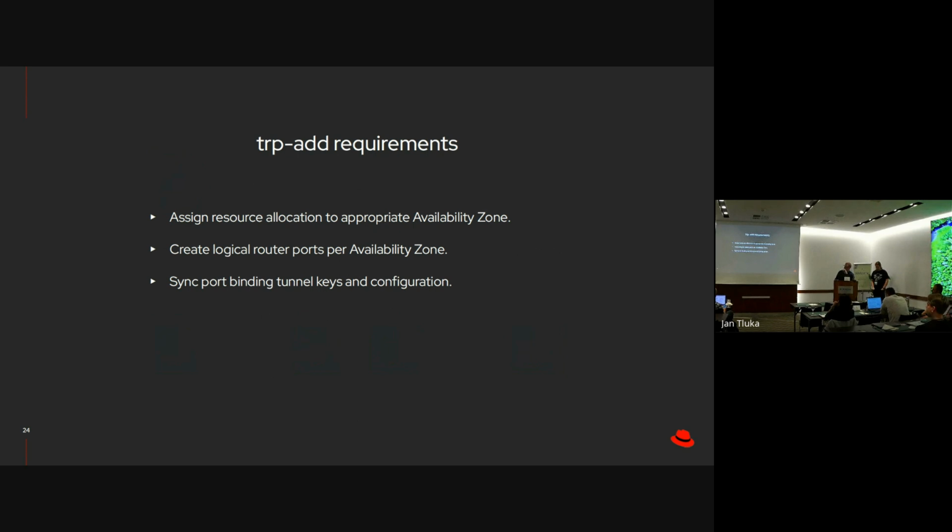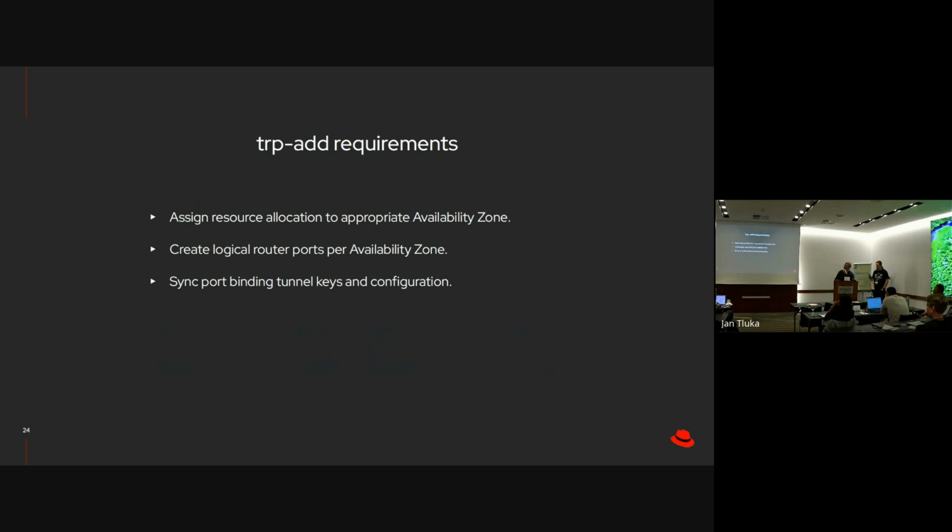Next is the transit router port add requirements. Right now we only create a single entry for the transit router port in the OVN IC southbound database, so we need to decide which availability zone is responsible for creating that entry.